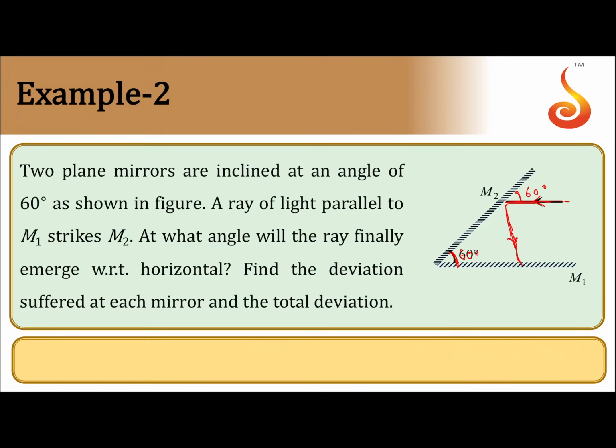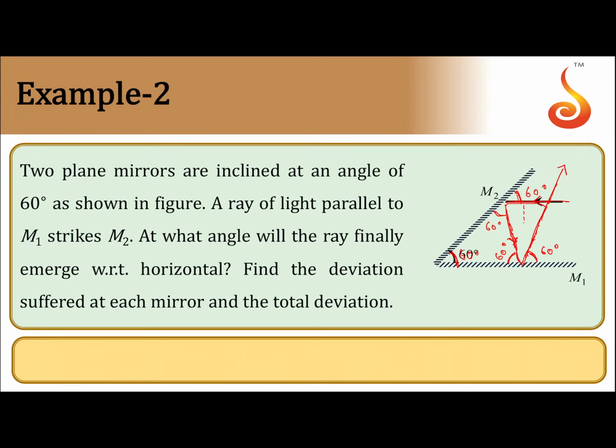Since the angle made by the incident ray with the mirror is 60 degrees, the angle made by the reflected ray with the mirror is also 60 degrees. Now it reflects back again from mirror M1, and this angle will be 60 degrees because the sum of all the internal angles of a triangle is 180 degrees. So the angle made by the reflected ray must also be 60 degrees.